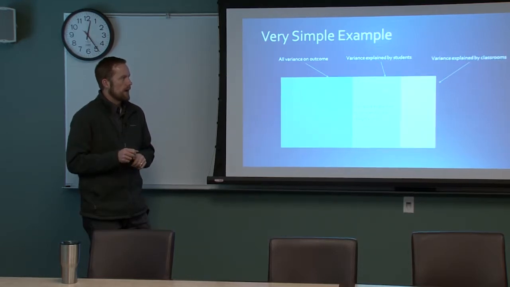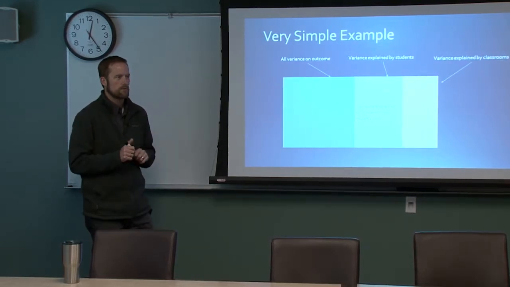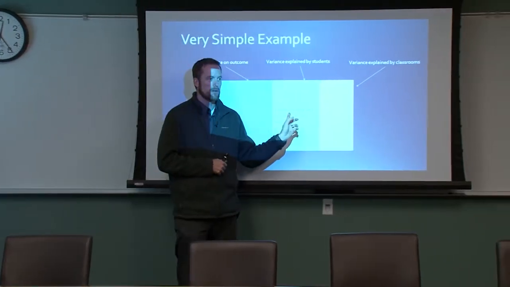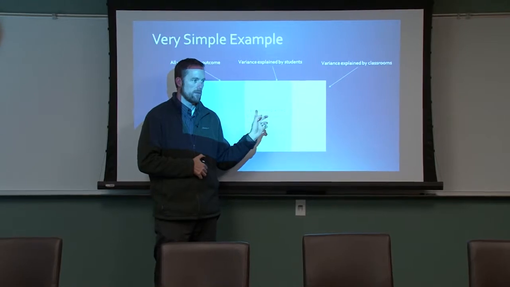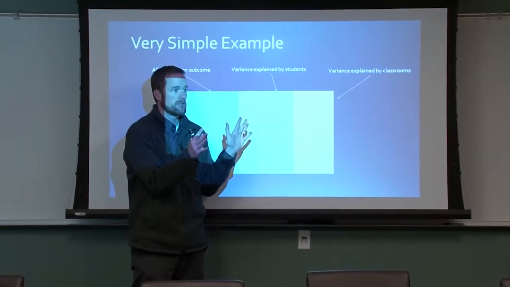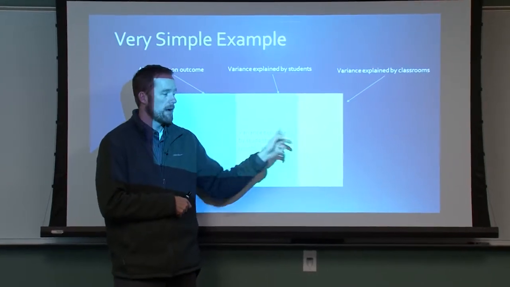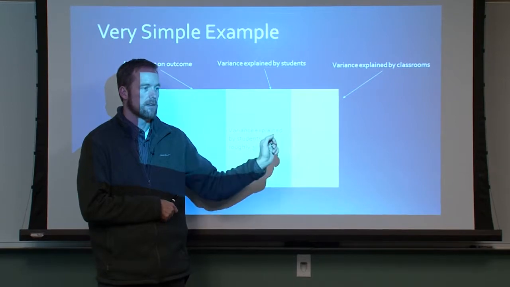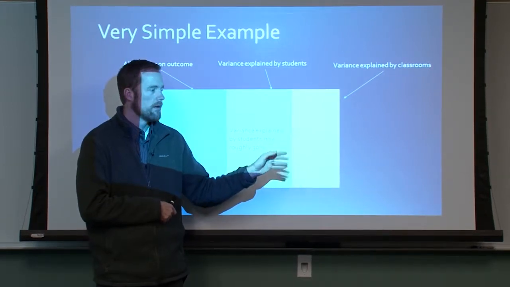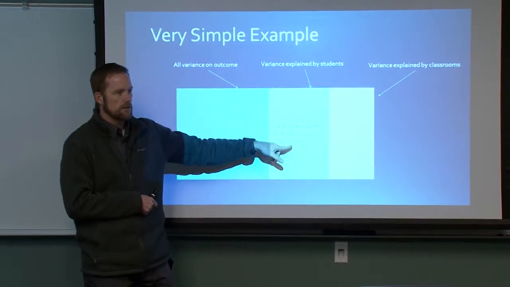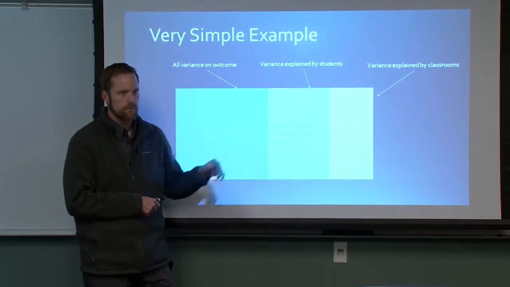Then we add classroom level, a second level. Now, some of that variability that the students were explaining is still explained variance, but now it's being partitioned into that which is explained by the students and that which is explained by the second level, the classrooms, right? So our variance went from explained by the student level from 50 to 30%, okay?